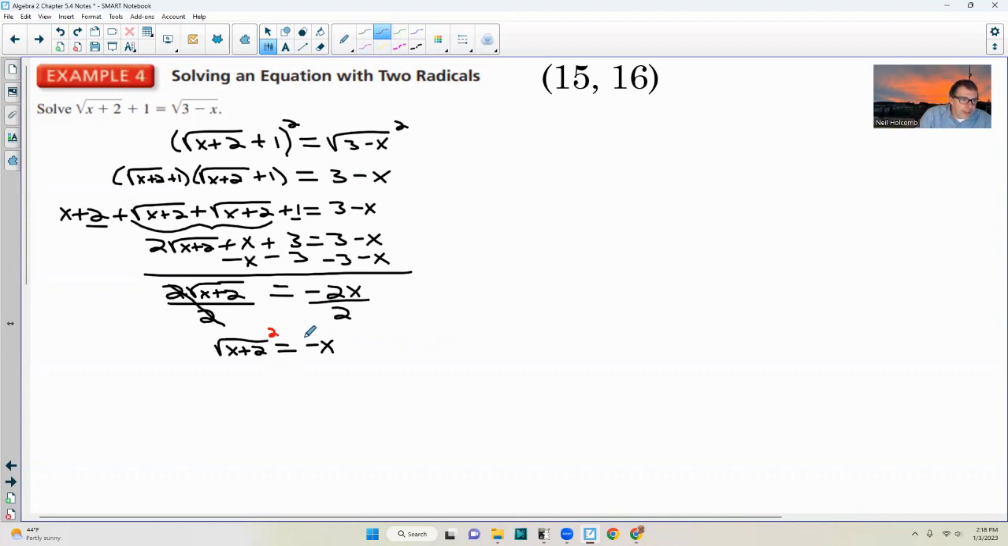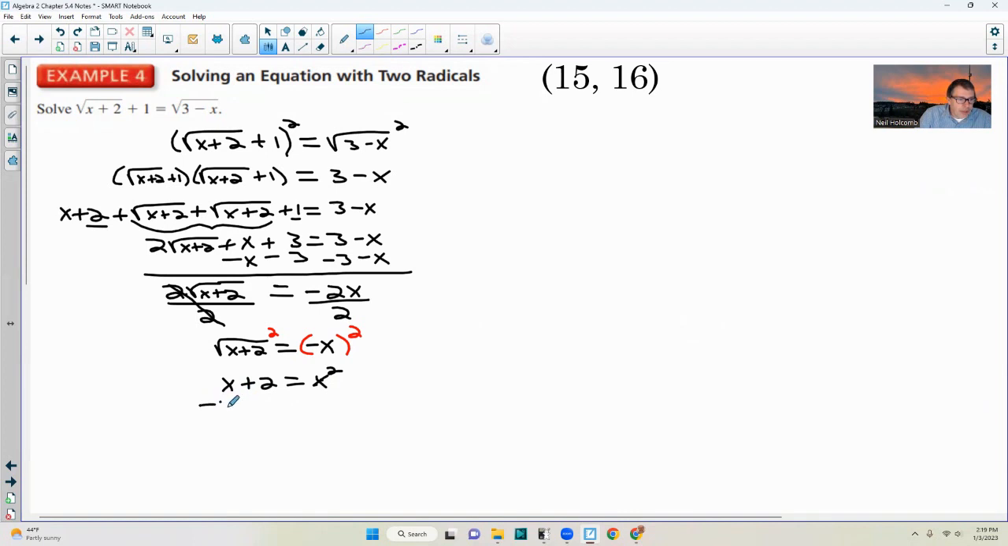I square both sides. I'm going to put parentheses around this. Be careful when you do that. The square root of x plus 2 squared is x plus 2. And a negative x squared is x squared. A negative times a negative is positive. Think of that as negative x times negative x. And a negative times a negative is positive, and x times x is x squared. Okie dokie. So that's x squared.